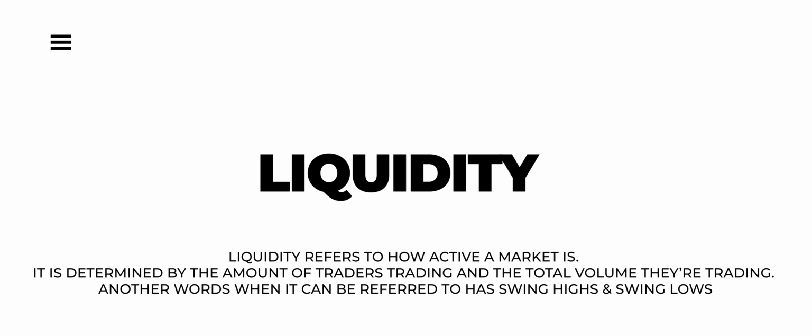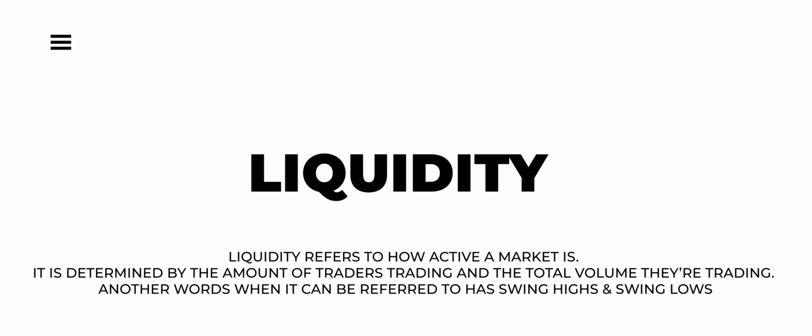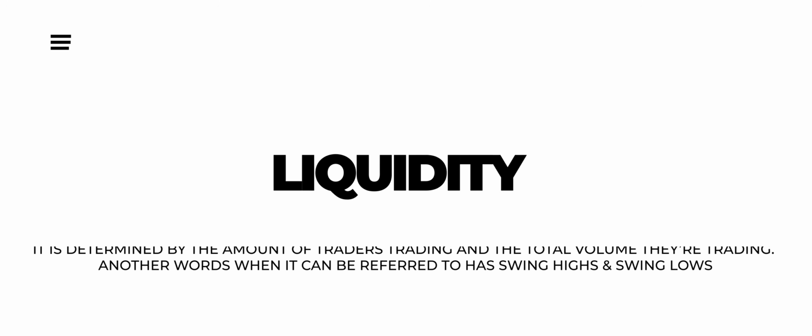All right, so understanding liquidity. Liquidity refers to how active a market is. It is determined by the amount of traders trading and the total volume they're trading. So in other words, what is basically liquidity? It is referred to a high and a low. If you already know what support and resistance is, that is liquidity. Like I mentioned, liquidity is just a simple high and a simple low.